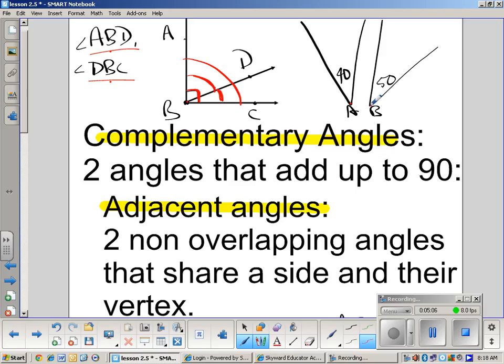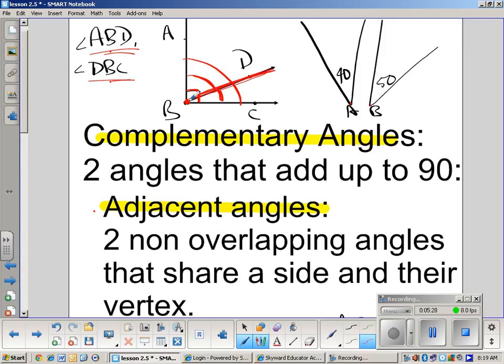Now, if they're adjacent angles, that means that they share a common side and they share the vertex. So looking again at these two angles, ABD and DBC, they share this vertex, point B is the vertex, and they share this common side.